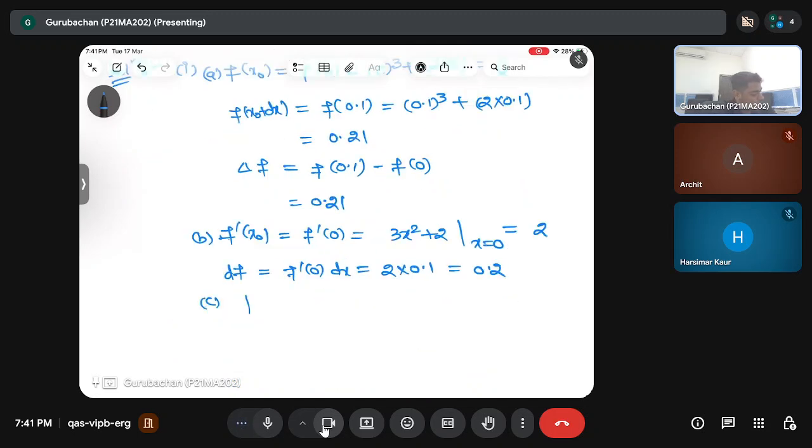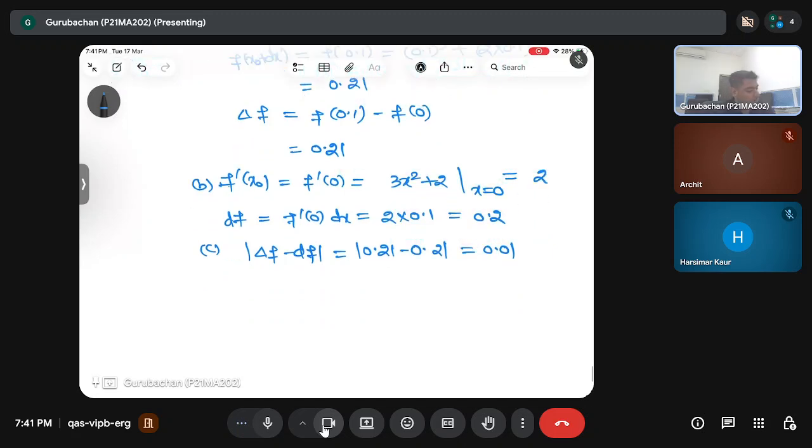So absolute error will be del f minus df, which will be 0.21 minus 0.2, that is 0.01. So this is telling you that if you approach with the differential, and if you directly calculate the change in f, there is a small error. There will be some error. Obviously the approaches are different, but you can approximate one with the other.